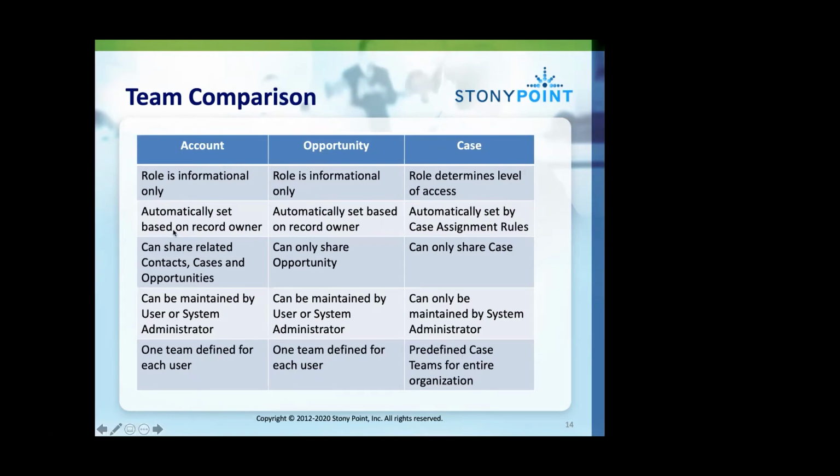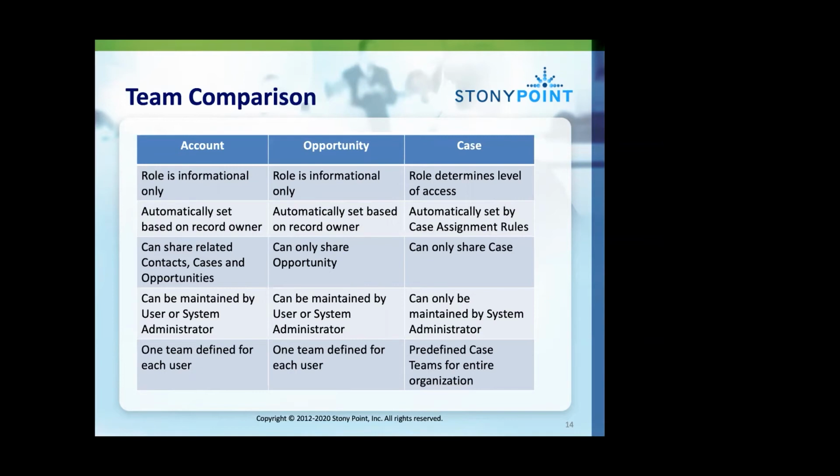With the account and opportunity, it's set by the record owner. So the case, it's automatically set by case assignment rules. So when a new customer service request comes in, the case assignment rule does its thing and automatically routes that to the right team. Whereas account and opportunity, as we saw, you manually add each individual member, or you can manually apply the default team.